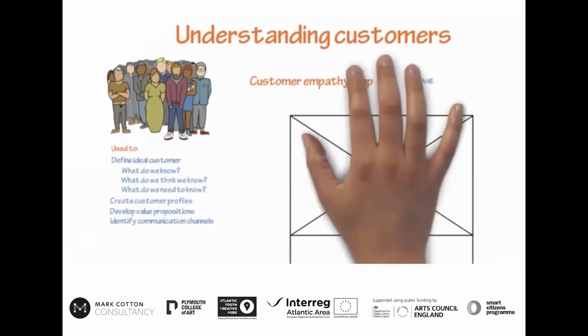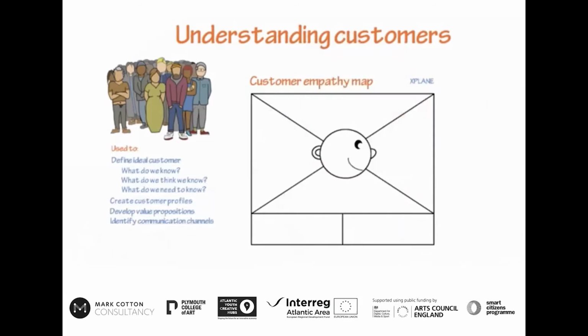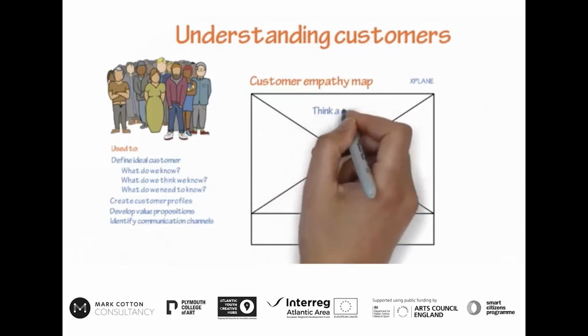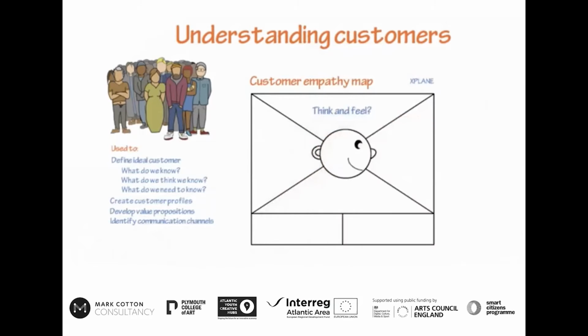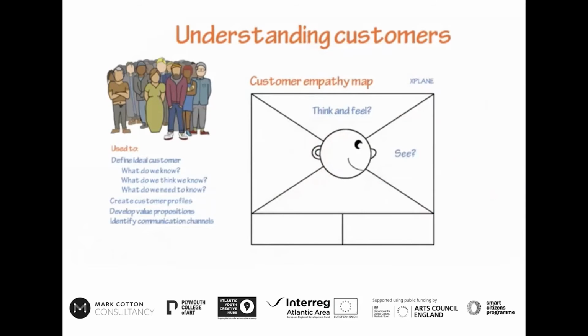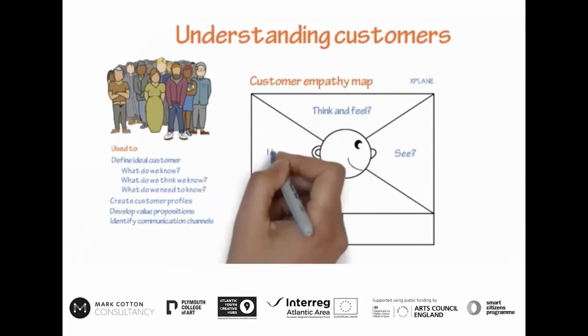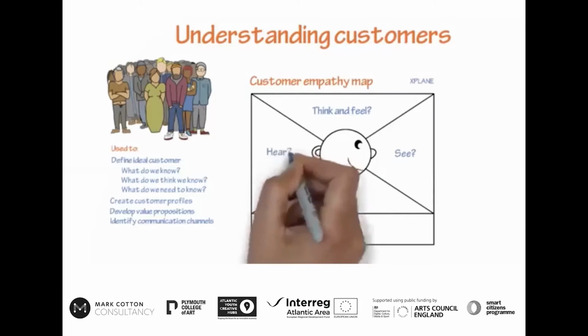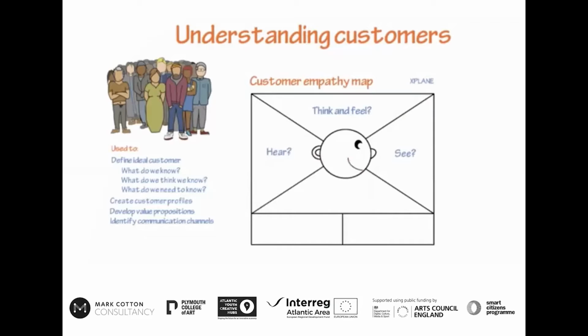The Customer Empathy Map allows us to empathize with our customers by considering the following aspects. How do they think and feel? What's really important to them? What do they see? What do their friends have? What is their environment? And what marketing messages are they exposed to? What do they hear? Who's influencing them? And what do their friends, boss, colleagues or family members say?